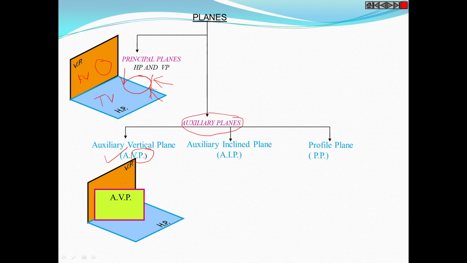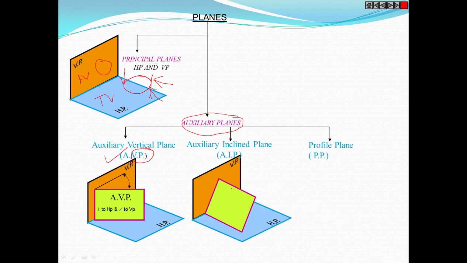So that is the auxiliary vertical plane. What happens in the auxiliary inclined plane? In the auxiliary inclined plane, you can see that the plane is perpendicular to the vertical plane and inclined to the horizontal plane. So we got the condition: plane perpendicular to the vertical plane or plane perpendicular to the horizontal plane, and inclined to the other plane.